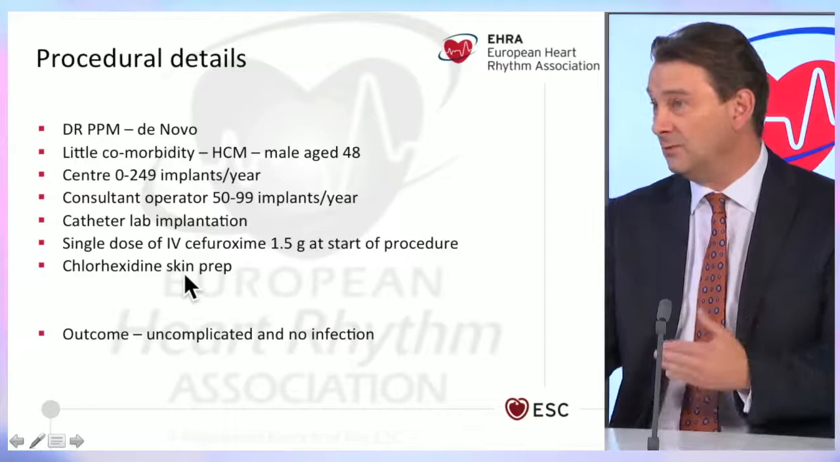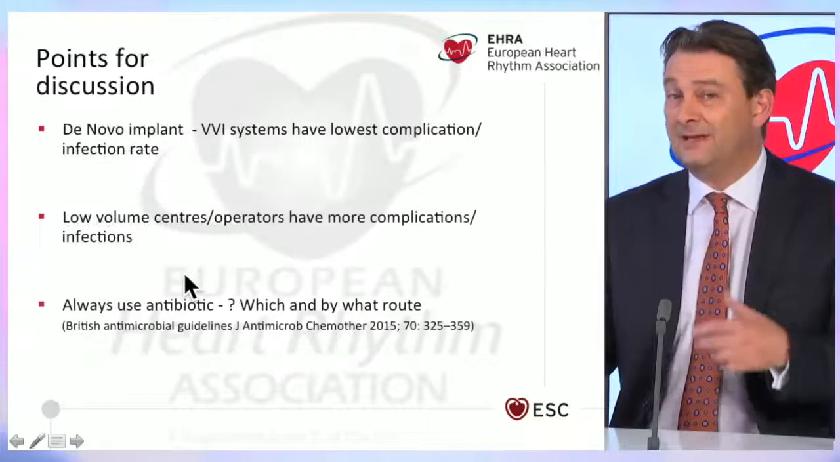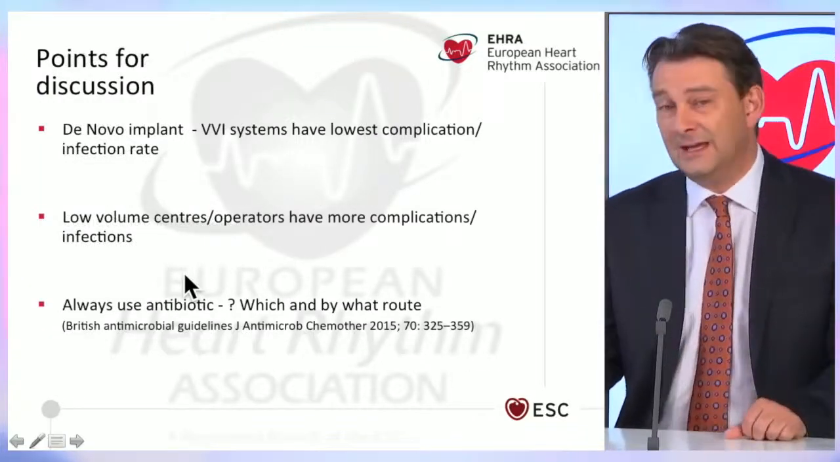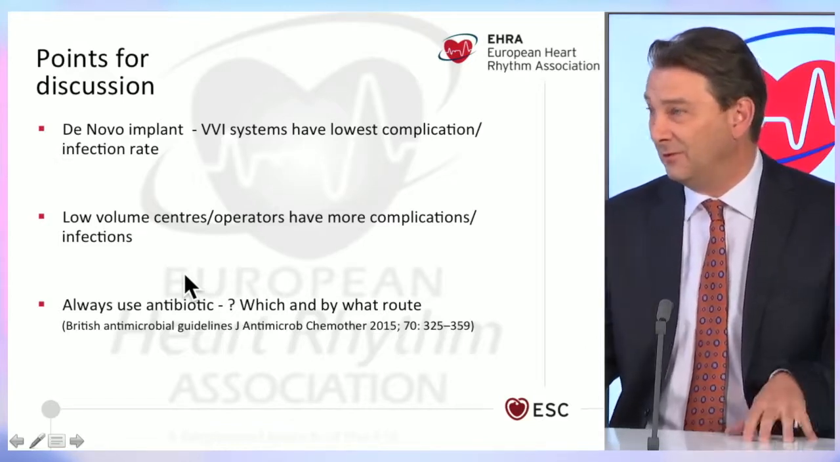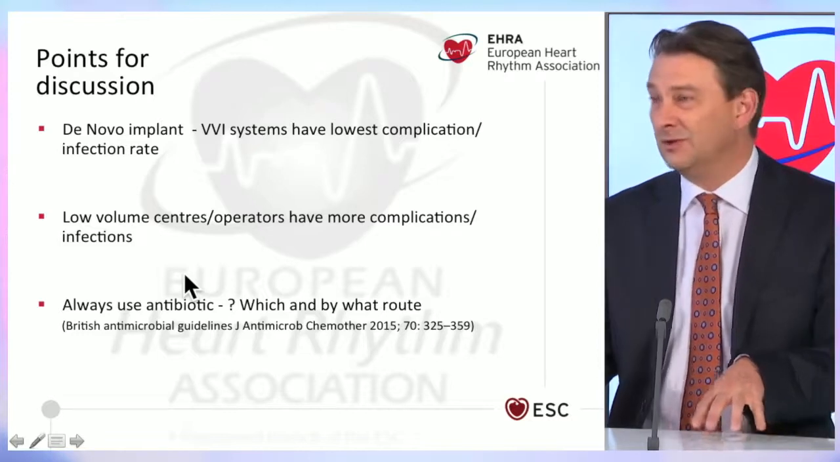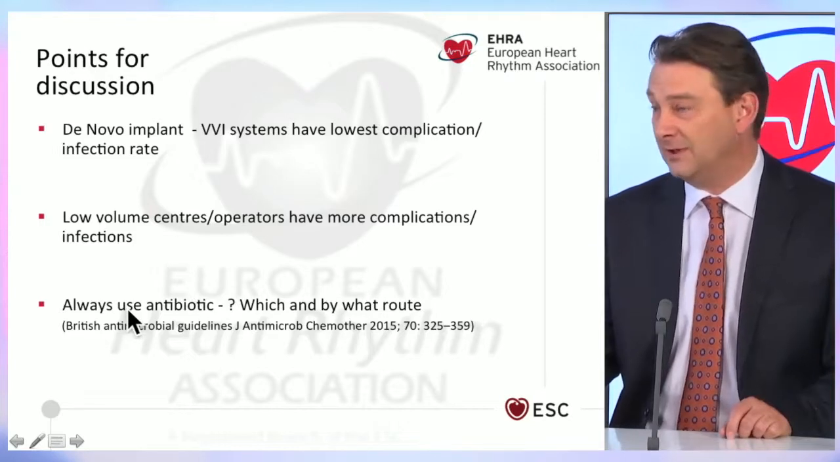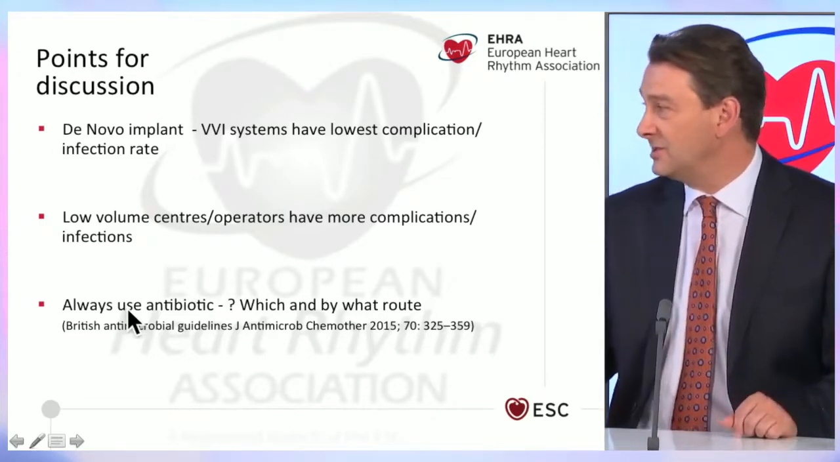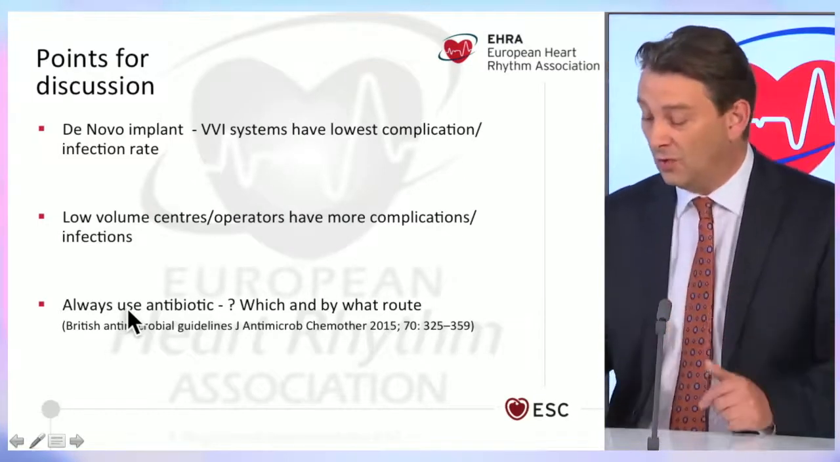I don't think we can really say we know the answer in every individual patient, but we know the average is 0.6. We know this patient had a number of risk factors in that it was a low volume centre, although a reasonably high volume operator. He had little comorbidity. I think it brings us to several points that are really highlighted from Mauro's talk. First of all, for de novo implants, it's very important that less is more, but in terms of the operator and the centre, more is more. And of course, we should always use an antibiotic. In primary prevention, this is slightly different to when you're coming to a secondary procedure or an upgrade.